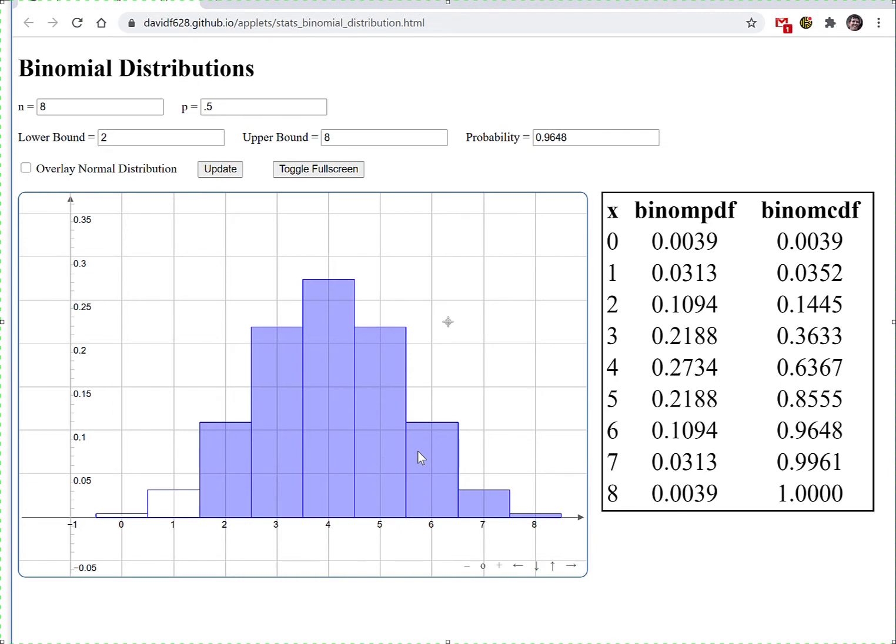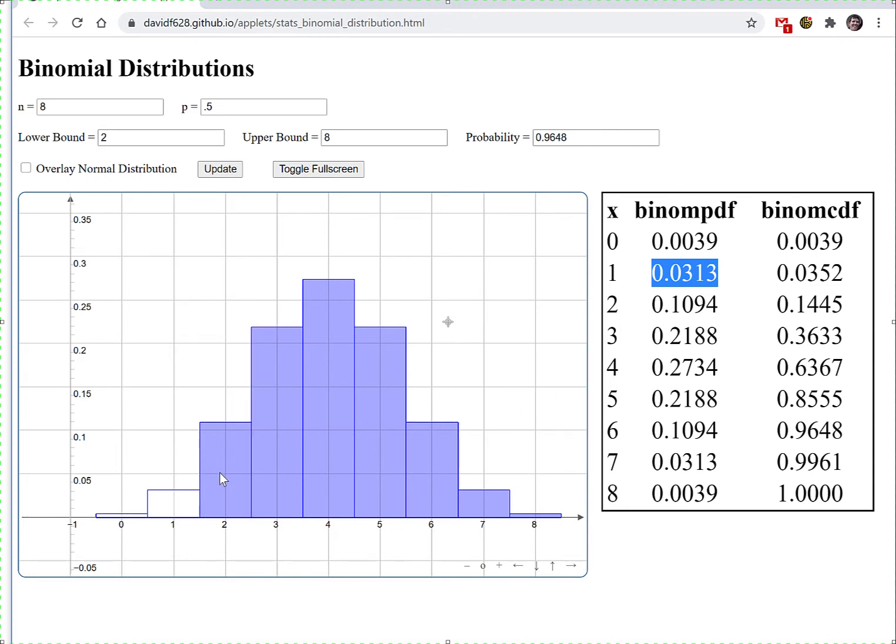Okay, here's our binomial distribution, and the blue shaded region is the sum of the probabilities I want to come up with. The height of each bar represents the output from the function Binompdf. So for instance, the probability that x is equal to 0 is 0.0039, so this bar is very short. The next one is 0.0313, so this bar is set to a height of 0.0313. So each of these bars represents a height according to Binompdf.